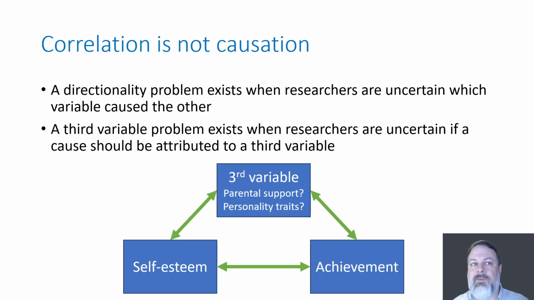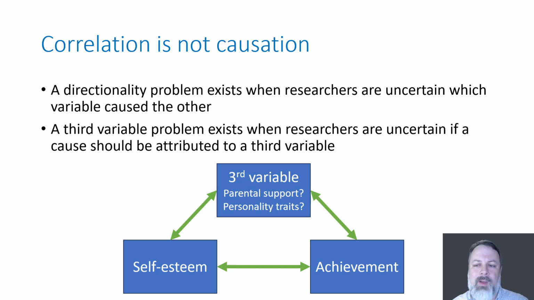One reason is that there's a directionality problem whenever we're dealing with correlational data. So let's say that there is a relationship between self esteem and achievement, and people who have higher levels of self esteem tend to have better achievement. Does that mean that self esteem causes high achievement? Or is it that people who have high levels of achievement get a boost to their self esteem?